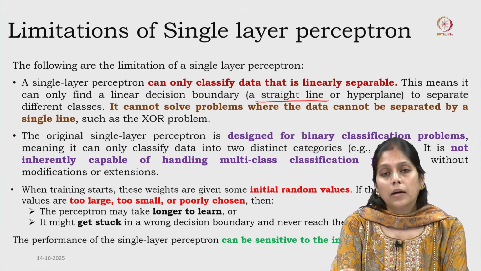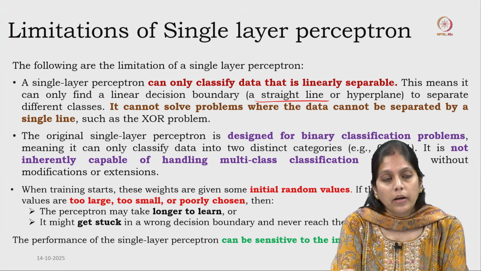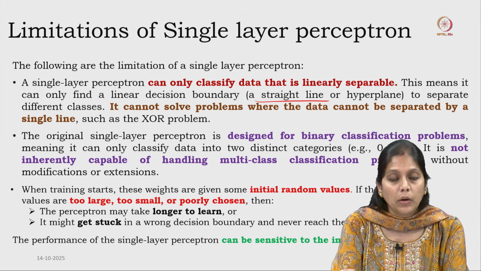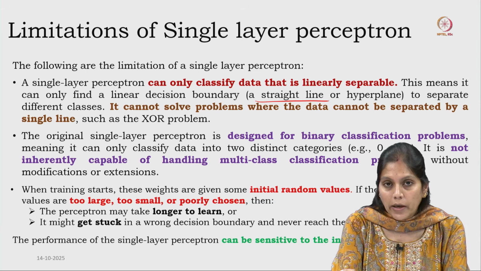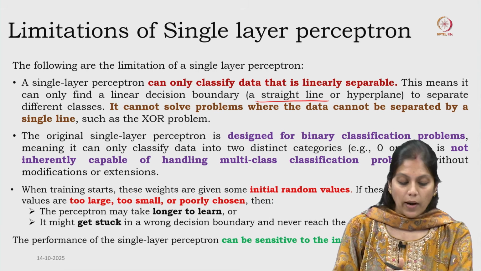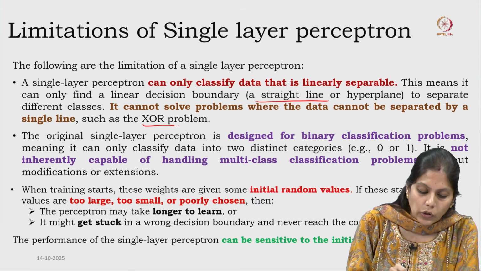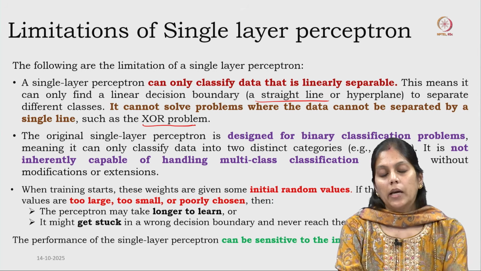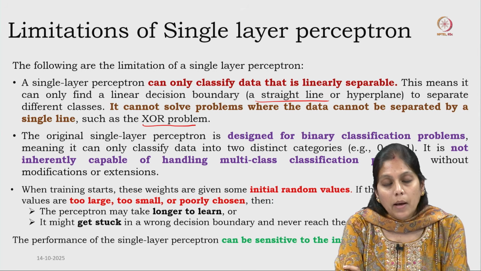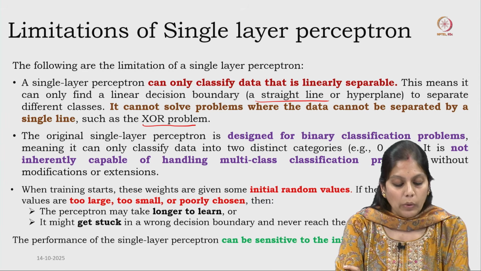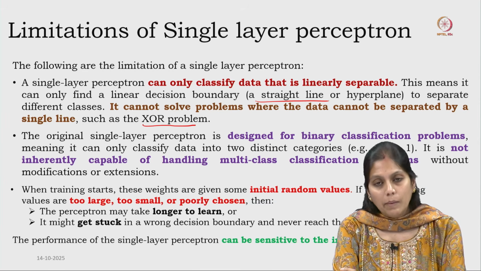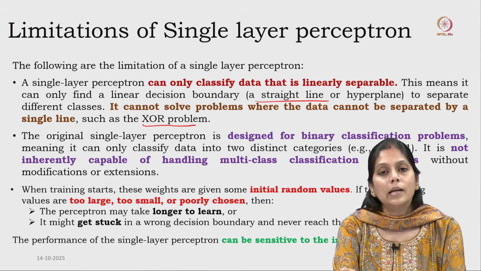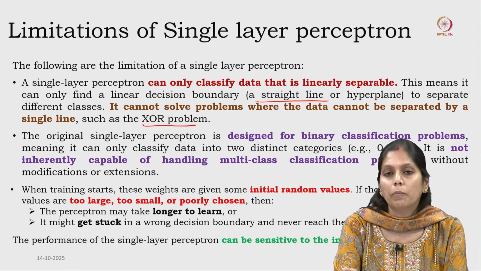Now, what if we have data where you cannot separate the classes using a straight line? Then the single layer perceptron cannot solve it, and one example is this. When you take an XOR problem statement, you cannot separate the classes using a straight line. So, because of this, this is the first limitation. And what is the second limitation? It is primarily designed for a binary classification problem.